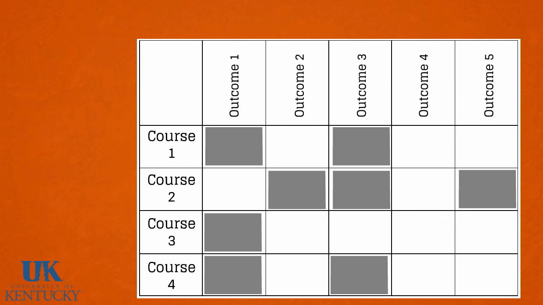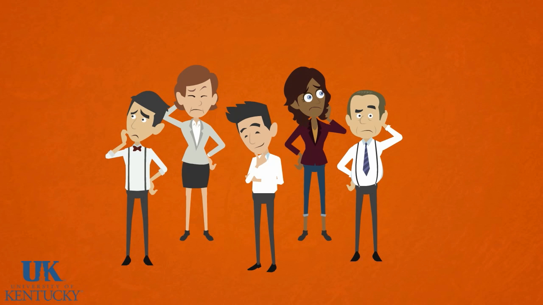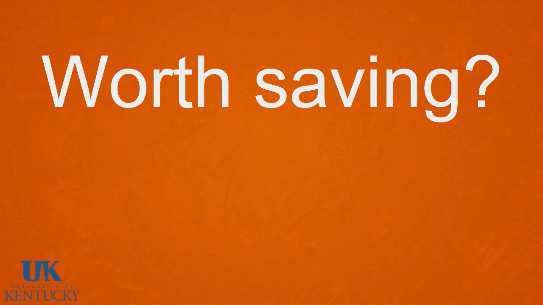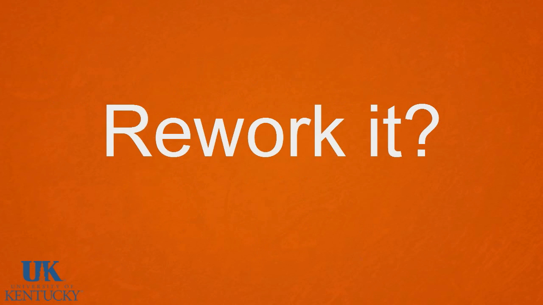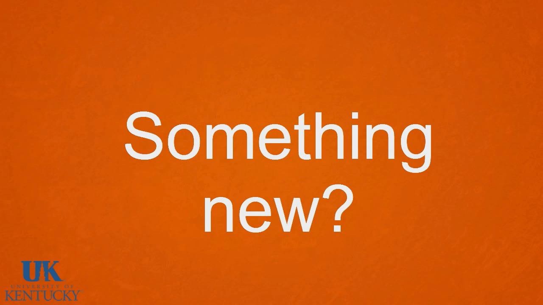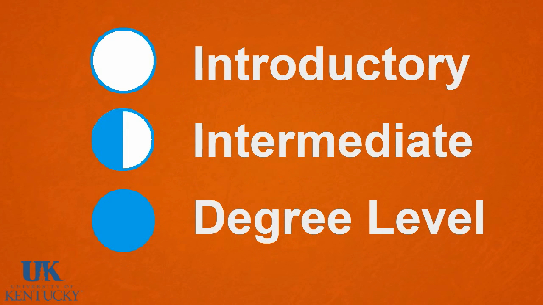Occasionally, programs may find that a course doesn't align to any of the program's stated learning outcomes. Courses may have drifted over the years away from the intended outcome, or the program may have drifted away from a previous outcome. It is at times like this that a program needs to make a difficult decision. Is the course worth saving? Is there value in reworking the course so that it better aligns to an outcome? Or, is it better to eliminate the course altogether and offer something new that better suits the current goals and missions of the program?